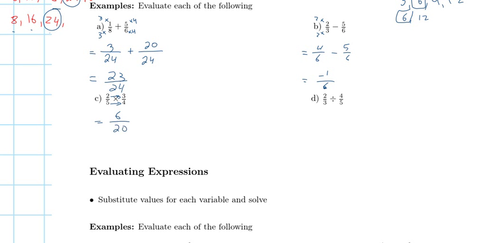Can I leave it like this, or do I need to reduce? What can I divide both of them by? 2, right? I can divide both the 6 and the 20 by 2. So if I divide by 2 to reduce, that gives me 3 over 10. Can I reduce any further? No. That's my final answer.